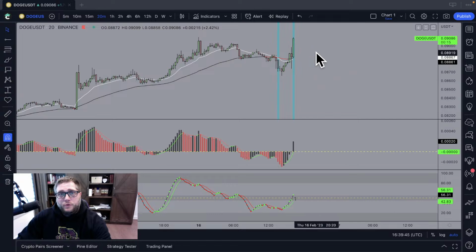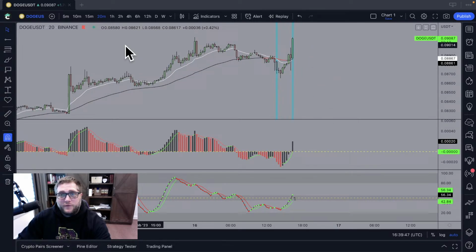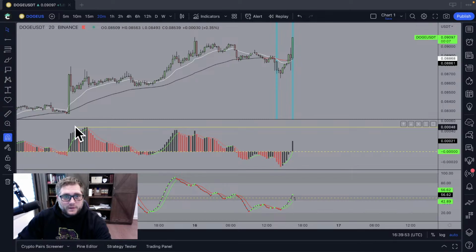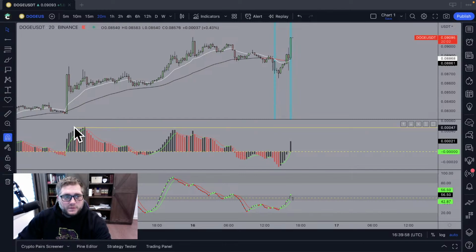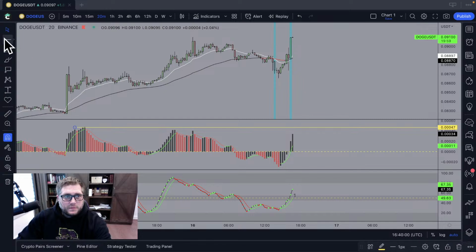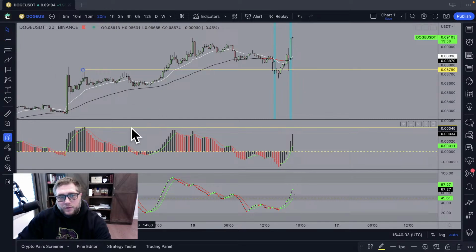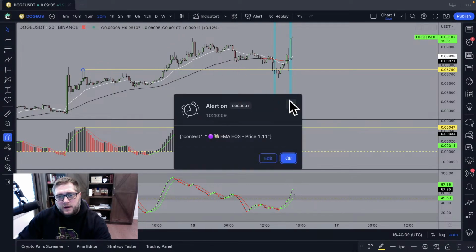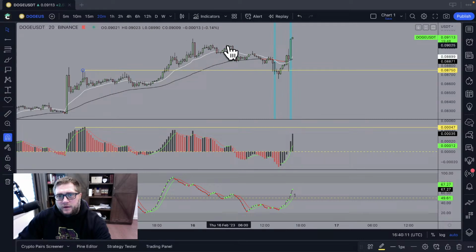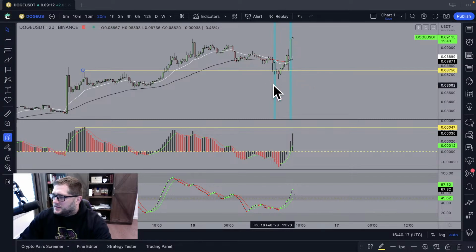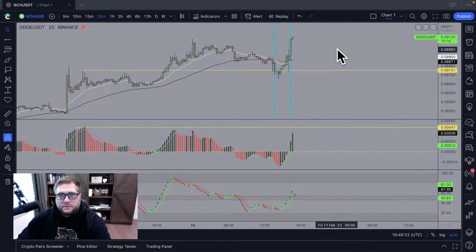Doge just said screw everybody. I'm taking off. Let's see. Here's Doge up. Perfect example. Look at Doge. It came up here. All of this right here came back down and hit this divergence. Why? Because divergences are amazingly accurate in cryptocurrency.